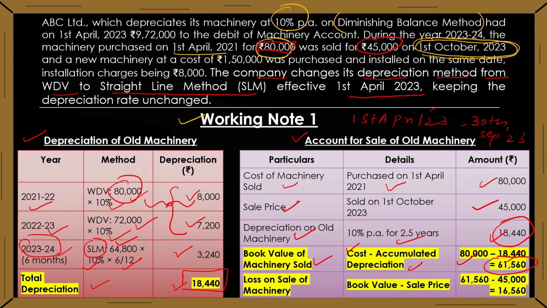The last step is to find out the loss or profit on sale of machinery. In this case, we have loss on sale of machinery. We are going to find out by deducting sale price from the book value. So book value is 61,560. Sale price is 45,000. So our loss on the machinery is 16,560. If the sale price exceeds the book value, then you get the profit on sale. That is obvious, no? So here, since the sale price is lesser than the book value, you have incurred loss on the sale of machinery. So this is our working note number 1.